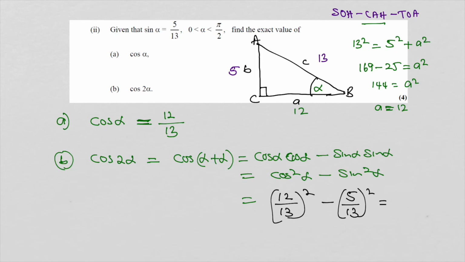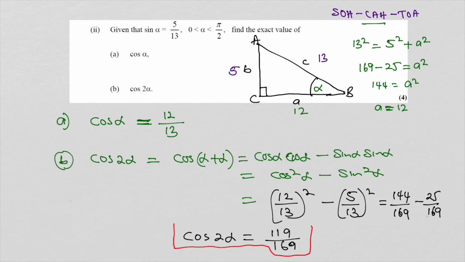you should get 144 over 169 minus 25 over 169, and that will give 119 over 169, and that is cos 2 alpha, and that's what we're looking for. Again, so that's the A part that we're looking for, that's the B part.